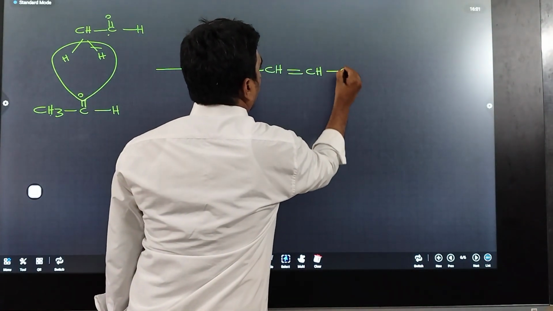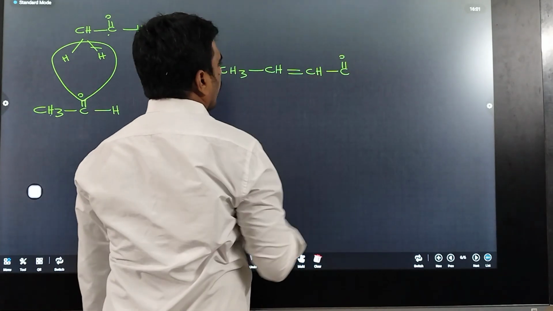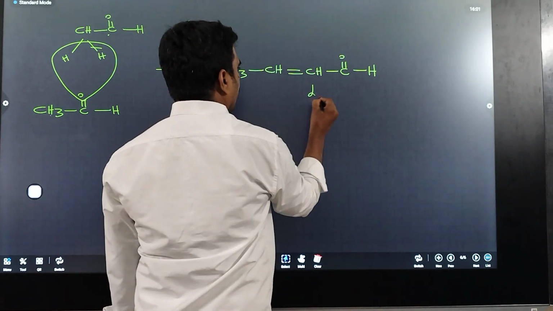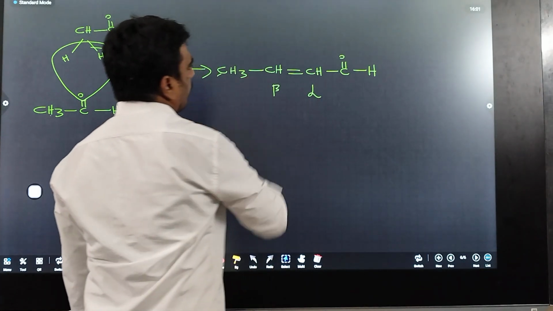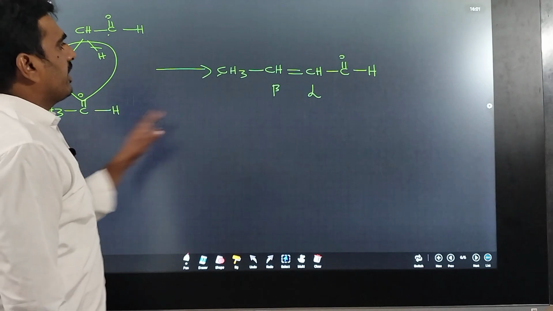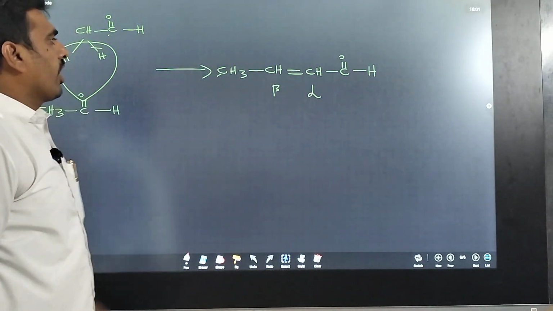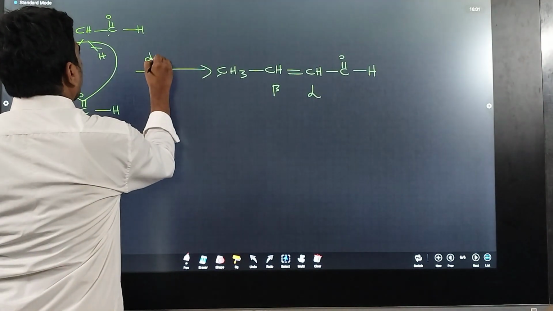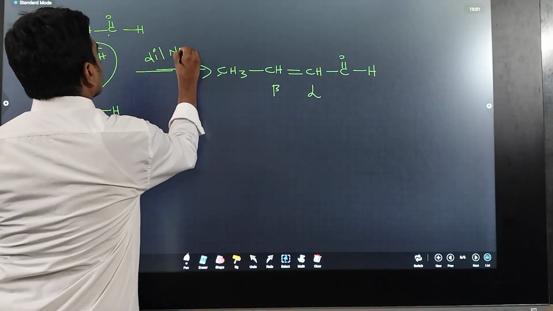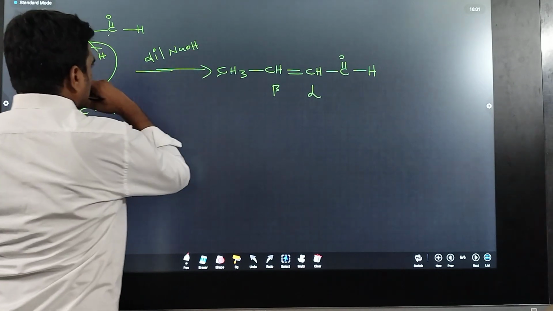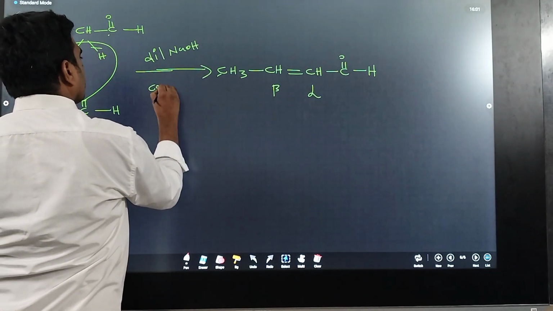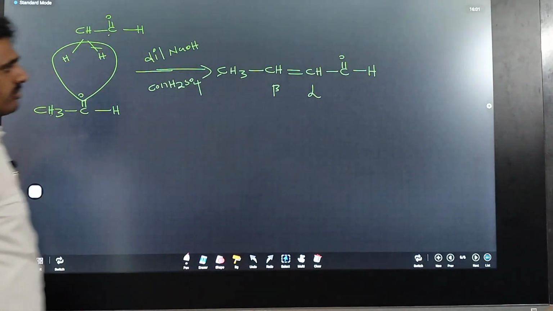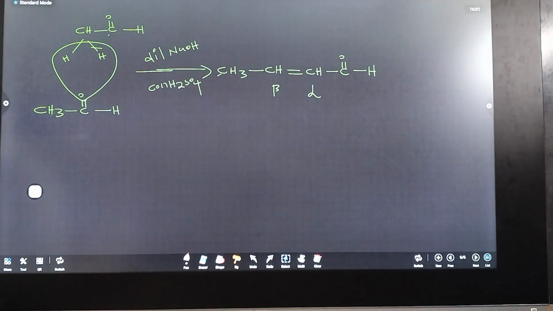CH and C double bond OH. Okay, this is the functional group, adjacent carbon alpha, then beta. So beta hydroxy carbonyl compound. So this is the shortcut, dilute NaOH. Okay, so next concentration H2SO4. So this is the shortcut mechanism.